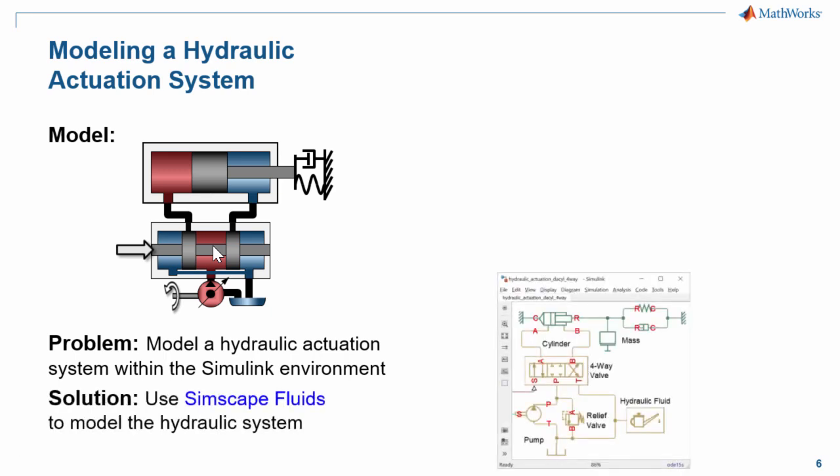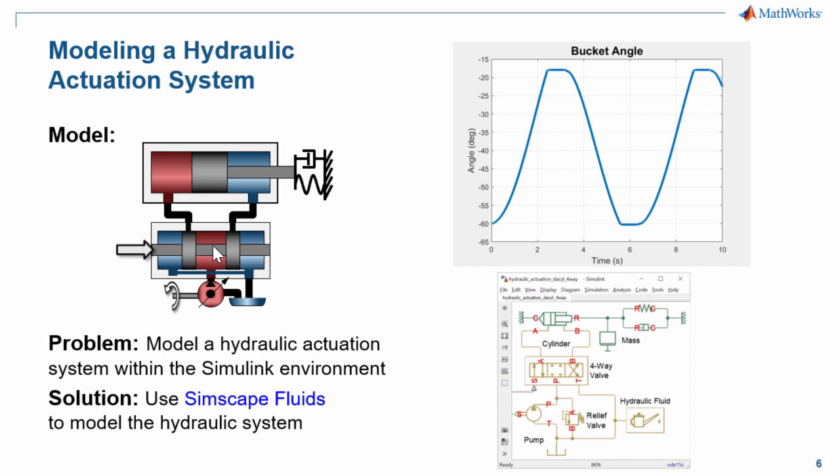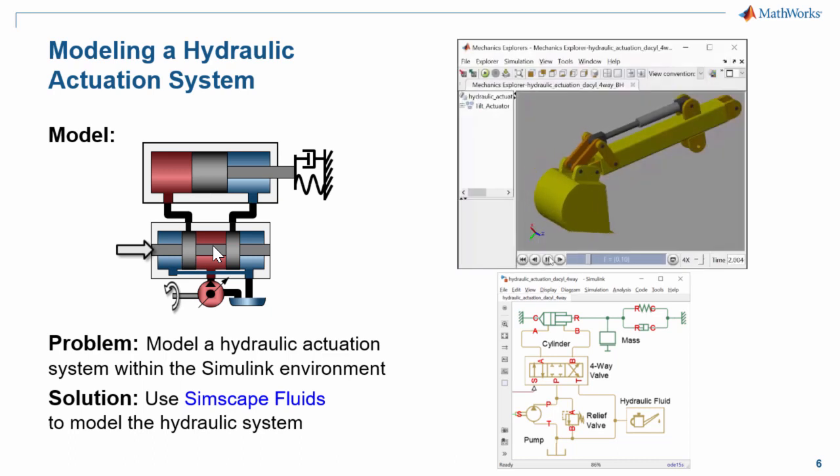The model we build will look like this, and we'll see when we run our simulation that the piston goes over its entire range of travel. We will then connect this to a realistic model of a three-dimensional mechanical system to see how it behaves. I'll now switch over to the model so you can see how this is done.